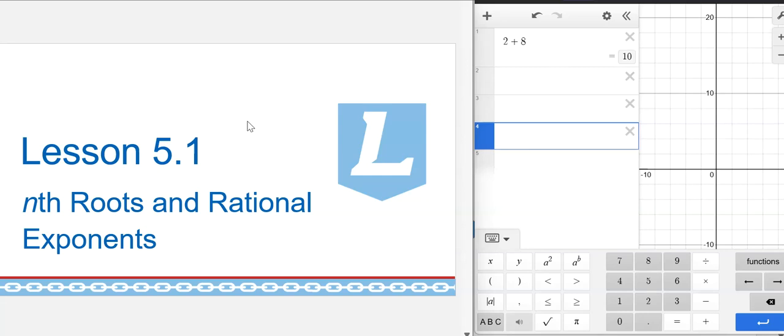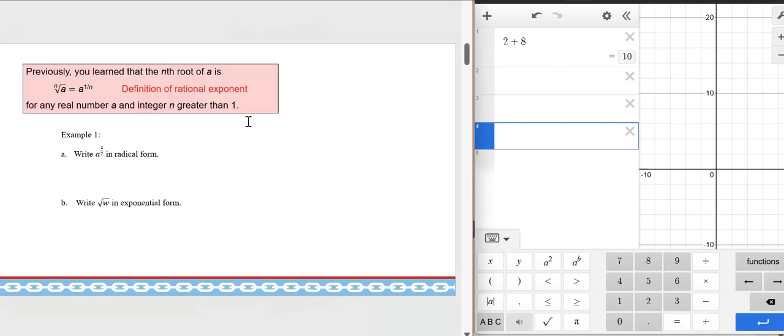Lesson 5.1, roots and rational exponents, nth roots and rational exponents. Let's get started. Previously, you learned that the nth root of a, written with the radical sign, is equal to a to the 1 over n power. So that's the relationship between radical form and exponential form.